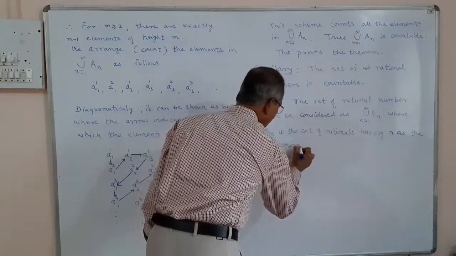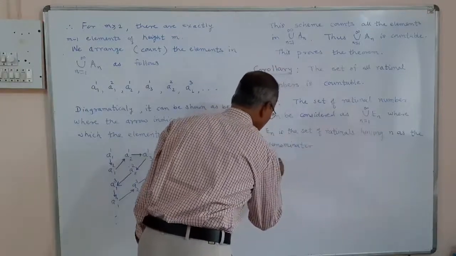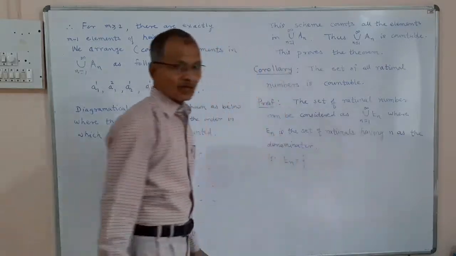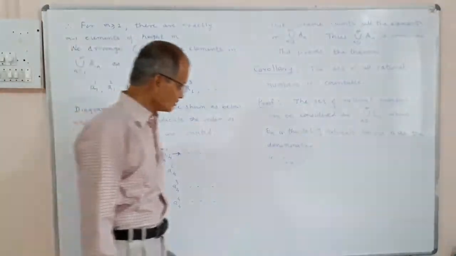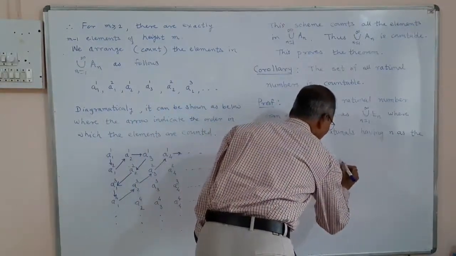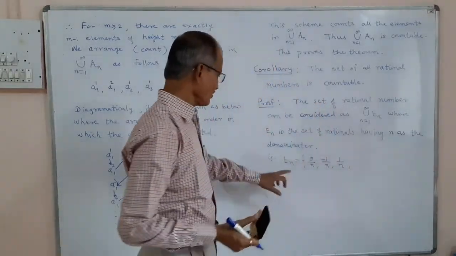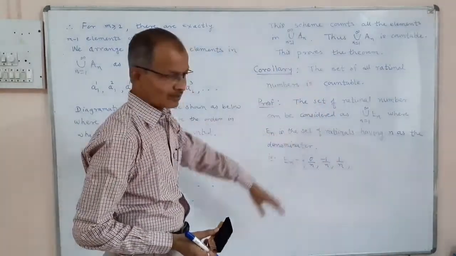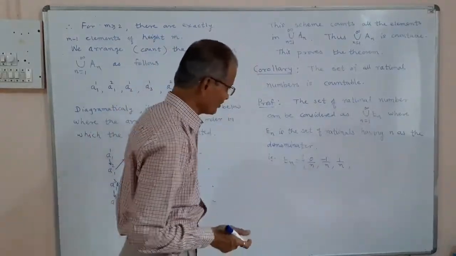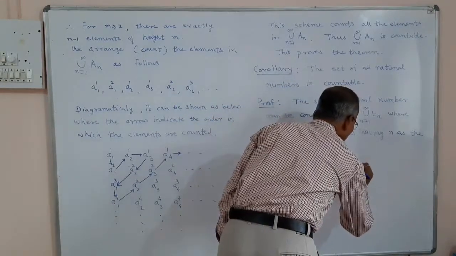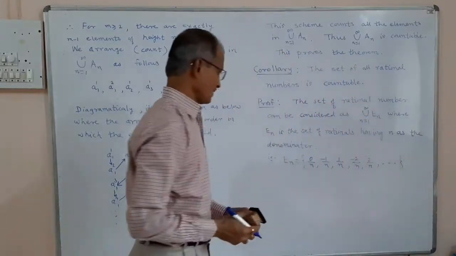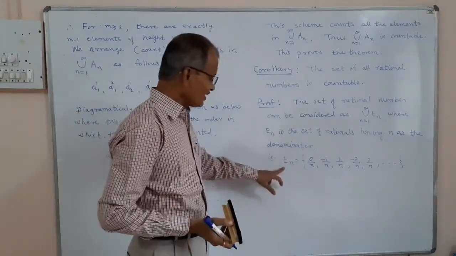Therefore we can write En as, n is the denominator, so En can be written as 0 by n, minus 1 by n, 1 by n, all rationals which have n as the denominator. So all integers with denominator n we should consider. The numerator will be all integers and the denominator is n. So minus 2 by n, 2 by n, and so on. So this is En.